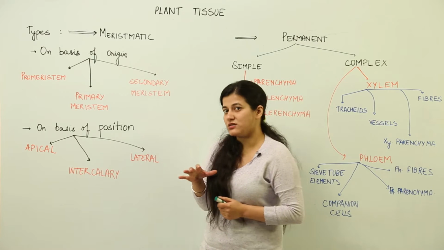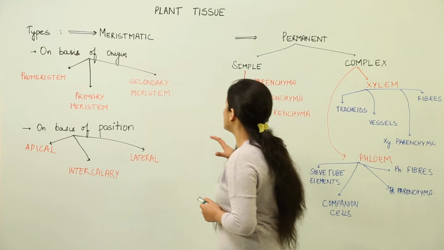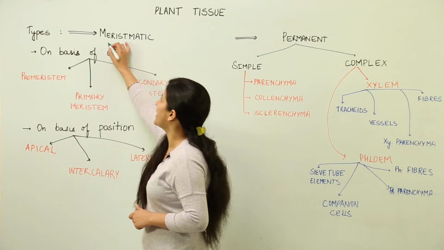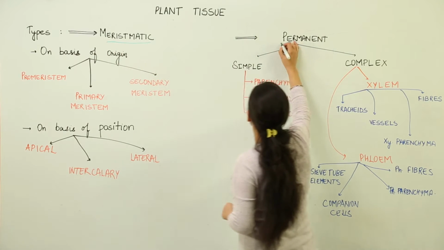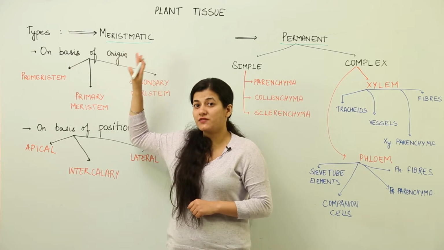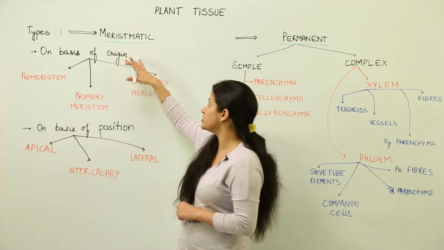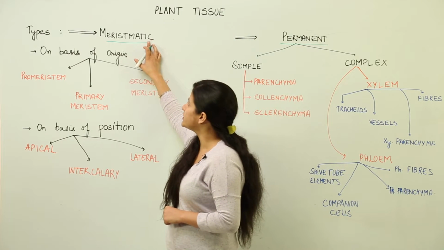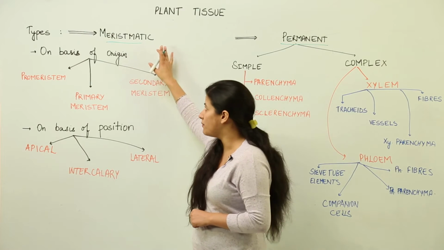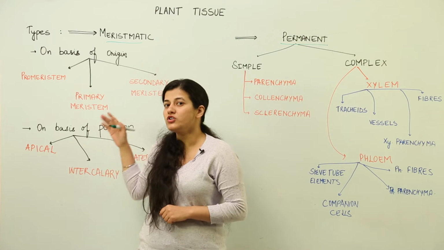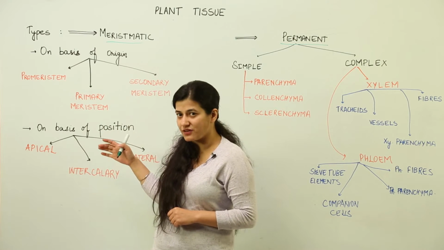So on the basis of different classifying features, we have two types of plant tissues. First one being the meristematic and the second one is the permanent tissue. Meristematic tissue is that tissue which gives rise to the next tissues which happen to become the permanent tissues. So first of all, let's see what these meristematic tissues are all about. We have further classification of meristematic tissues on two bases. There are two bases of classification.